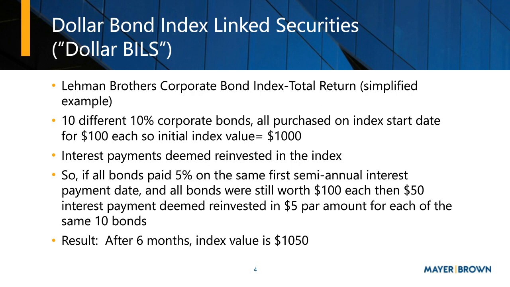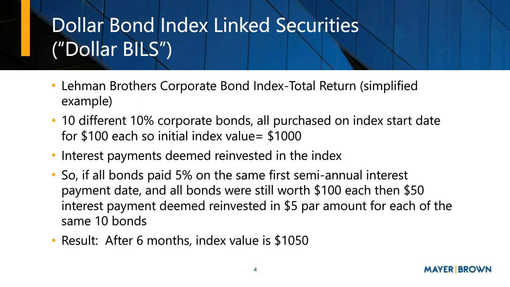To understand the dollar bills, you have to understand a bond index, and this was the Lehman Brothers Corporate Bond Index Total Return. That index has been passed down from generation to generation. I think now Bloomberg is the index provider. At the time, it worked something like this. If we had, as you see on the slide, 10 different 10% corporate bonds, all purchased on the index start date for 100, the initial index value would be 1,000. You look at the value of each bond, add up for 10 bonds, and we've got 1,000 index value.